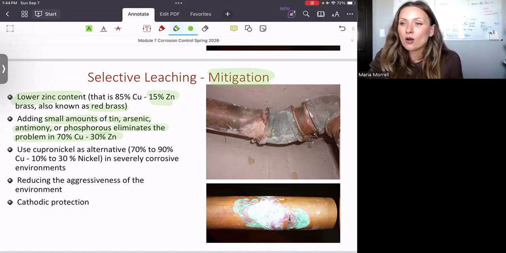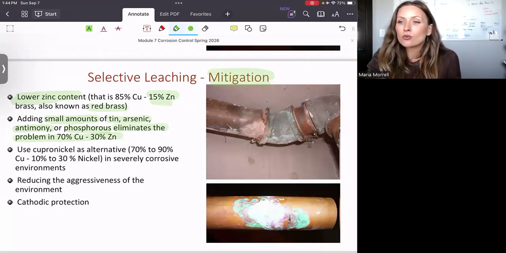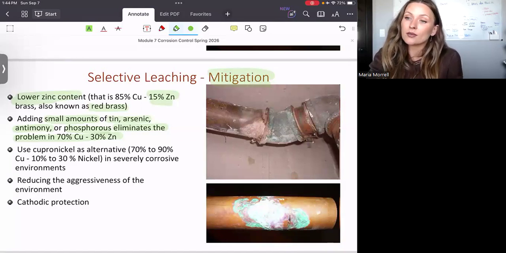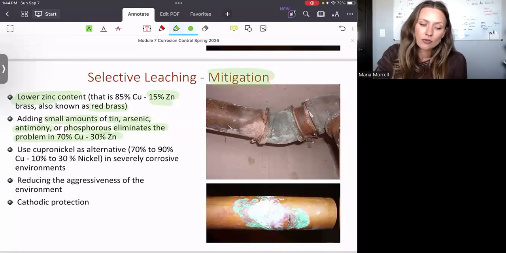This is most commonly done in the naval industry. You will be using brass that has, I don't know, 0.2% of arsenic in there, and just adding that tiny amount of arsenic eliminates the dezincification problem.